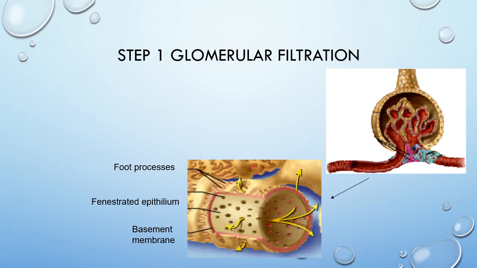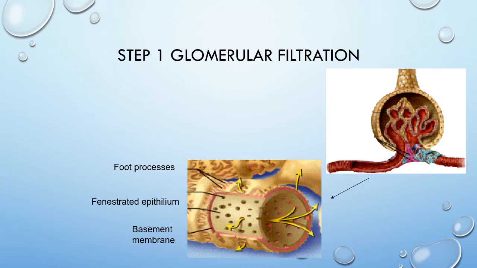If it makes it through the first layer, then the next layer is fenestrated epithelium. Fenestrated is a fancy word for holes. So if it makes it through the foot process, the next layer is the fenestrated epithelium, where the pores or the holes themselves are smaller.